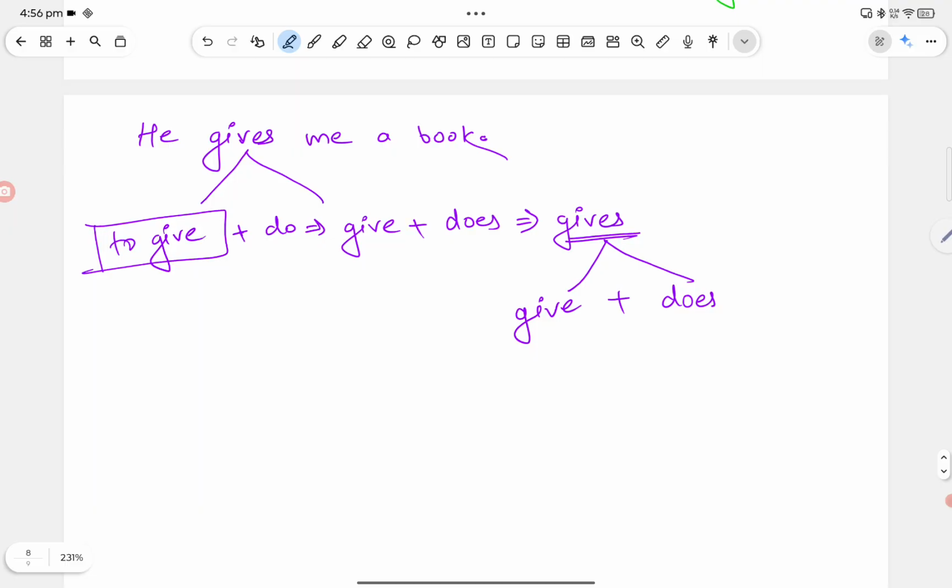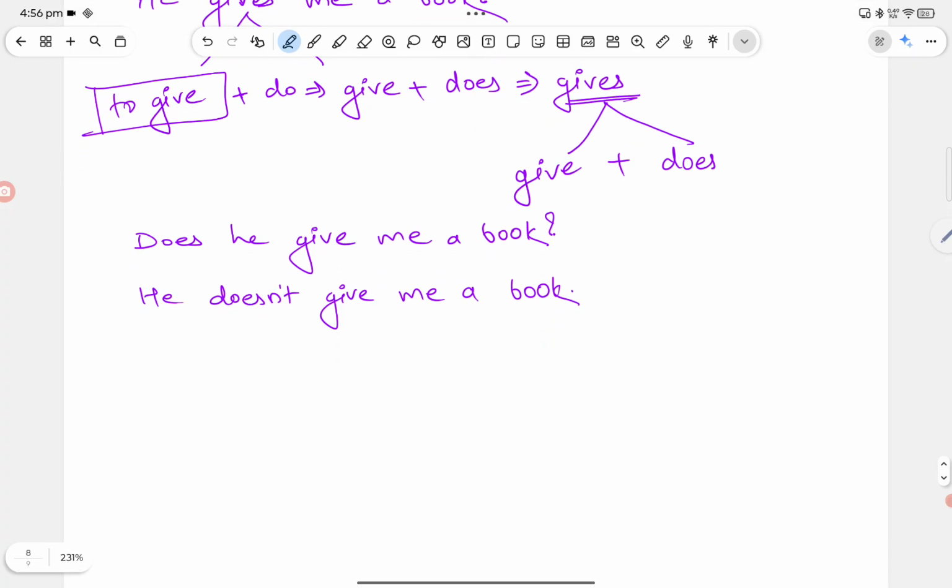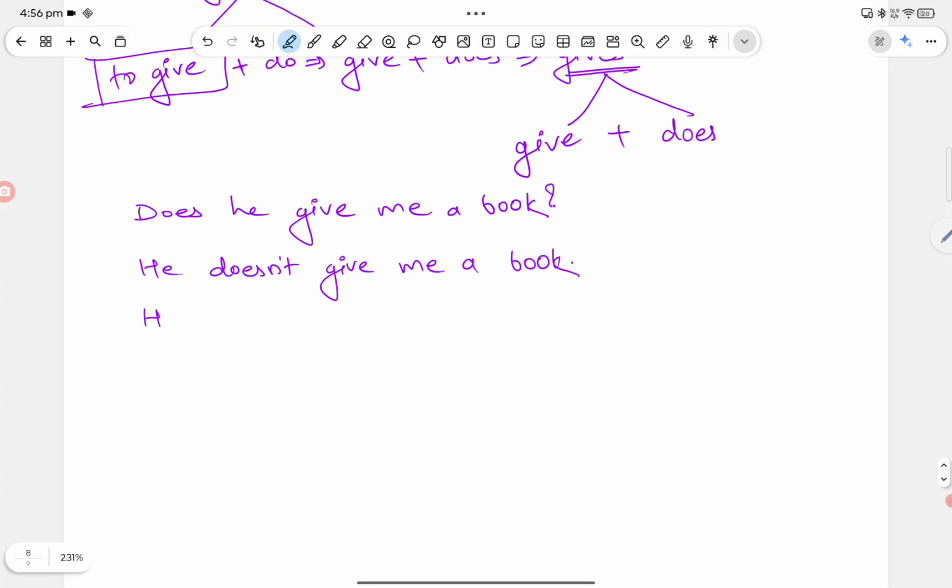He gives me a book. How should we frame the interrogative out of it? Does he give me a book? Here, negative: He doesn't give me a book. Here, without fail, you have to put a question mark, otherwise the sentence will go wrong. And then negative interrogative: Doesn't he give me a book? Like this, you should practice.